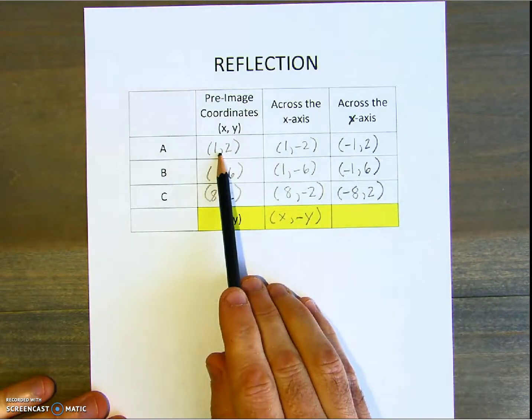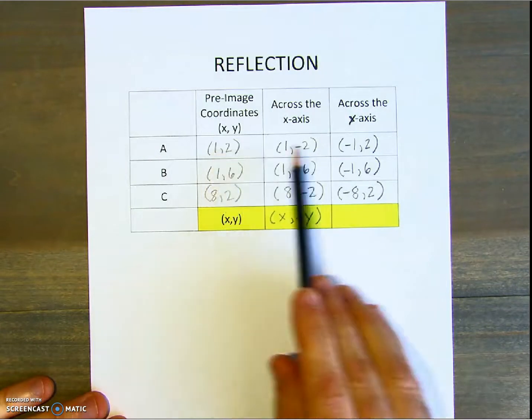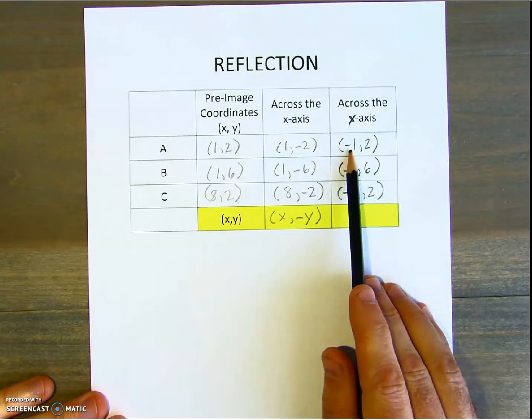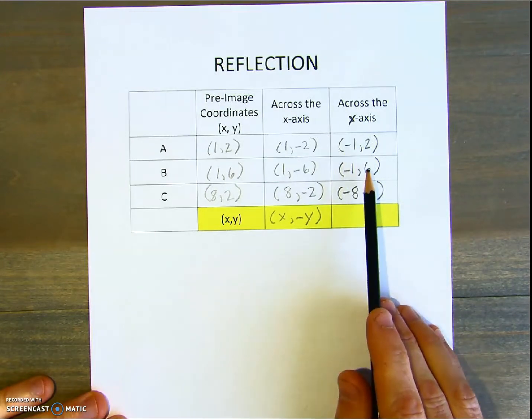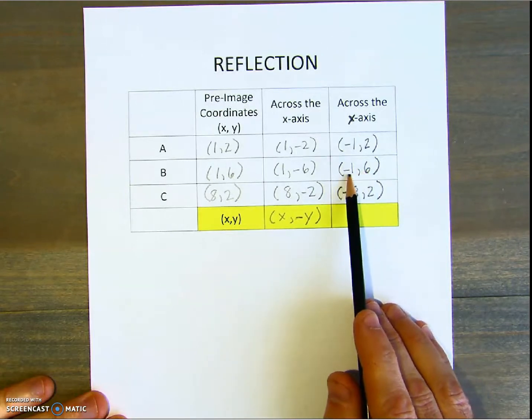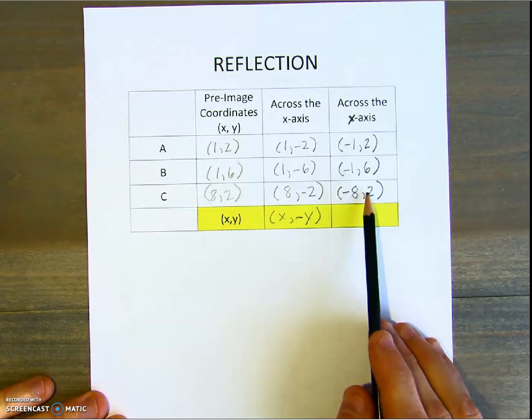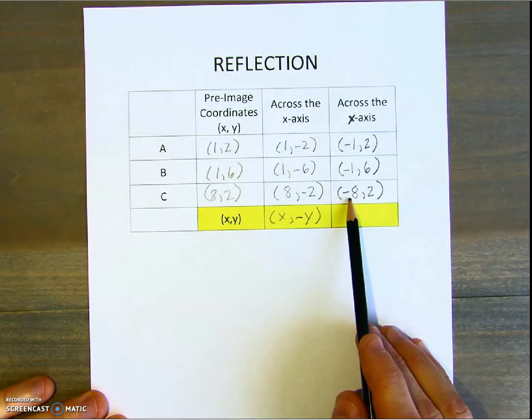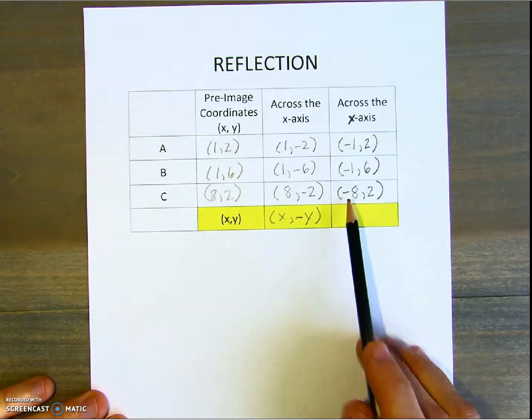If we go from the pre-image coordinates over to the new transformed coordinates, you can see that the y-coordinate stays the same and the x-coordinate just becomes the opposite of what it was. Same thing with B. You can see the y-coordinate stays the same and the x-coordinate becomes its opposite. Again, for C, y-coordinate stays the same, x-coordinate becomes its opposite.